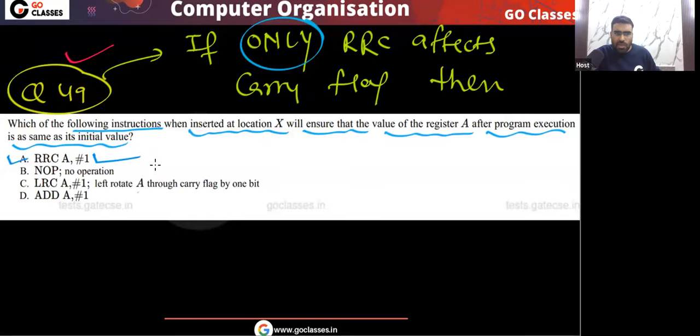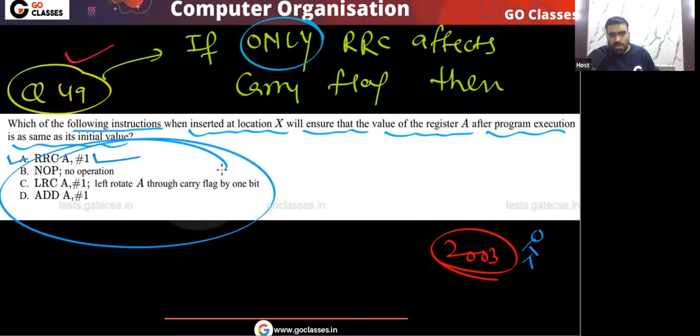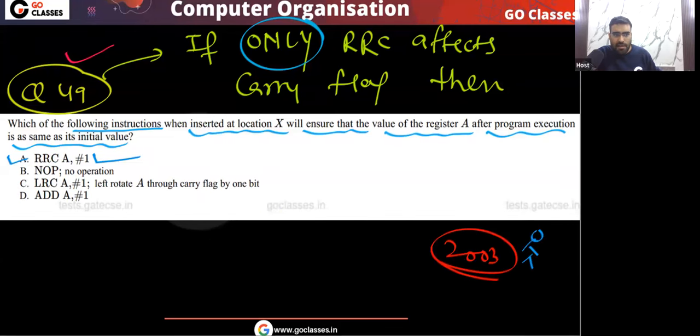One more thing I want to ask. If you are present in GATE 2003, and you find out that no option is correct, will you leave the question? If you find out that no option is correct, will you leave the question? No, don't leave the question.